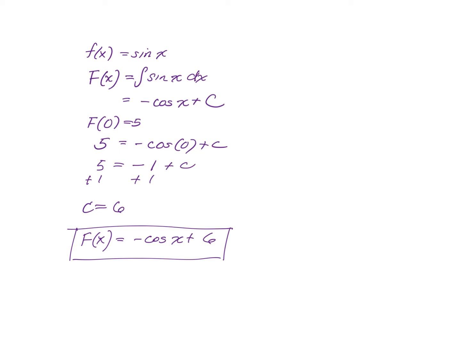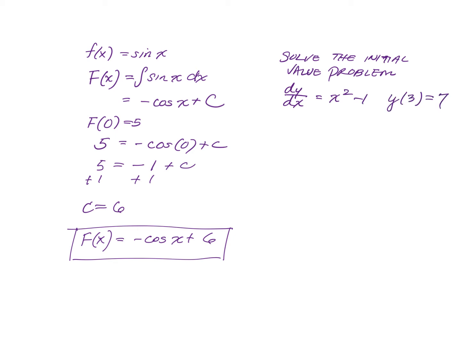In the second problem, I'm asked to solve the initial value problem dy over dx equals x squared minus 1 and y of 3 equals 7. Notice the notation here is a bit different, but I want you to become familiar with a couple of different notations. They're asking us to solve the initial value problem, which should trigger you to think that this is an antiderivative. And so to find y, I'm going to simply take the antiderivative.